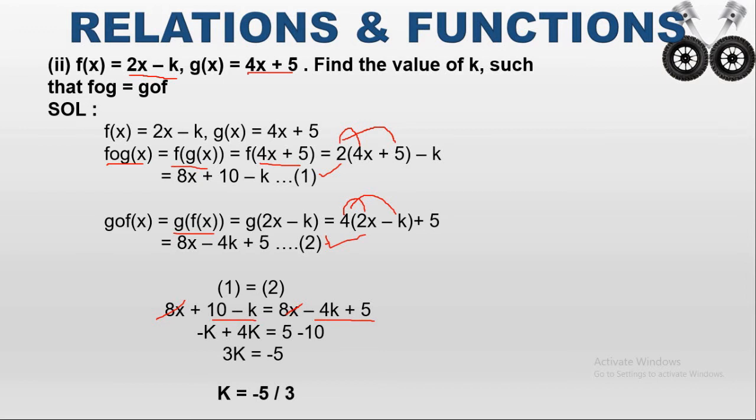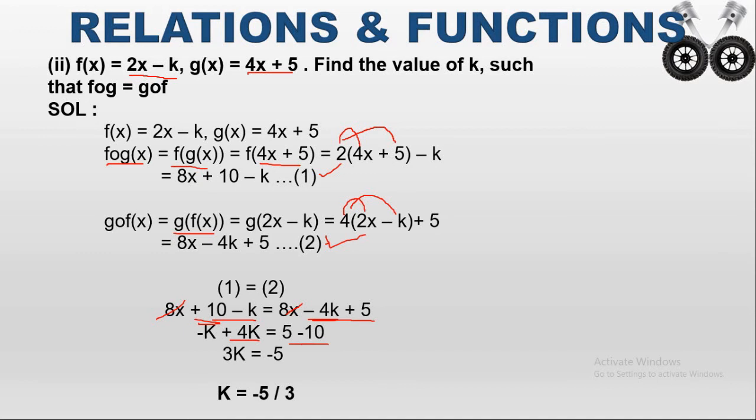So bring k all together on one side and the constant term on the other side. So here minus k, and here in RHS we have minus 4k. Whenever it comes to the LHS it becomes plus 4k. Again here plus 5 in RHS. In LHS we have plus 10. Whenever it comes to the RHS it becomes minus 10. So minus k plus 4k, that is 3k, which is equal to 5 minus 10. So that is minus 5.